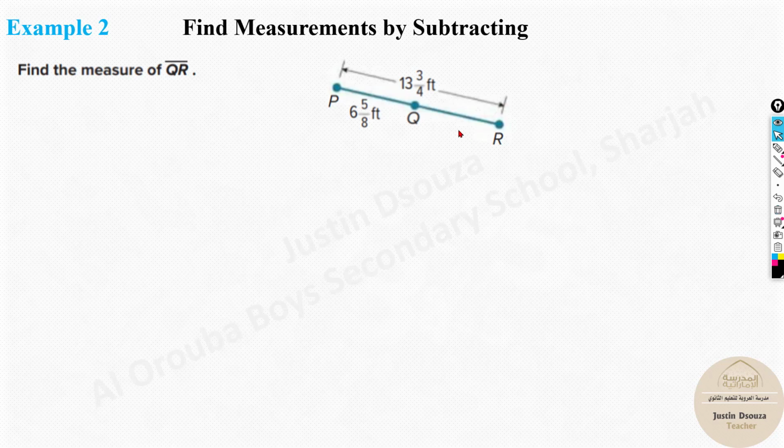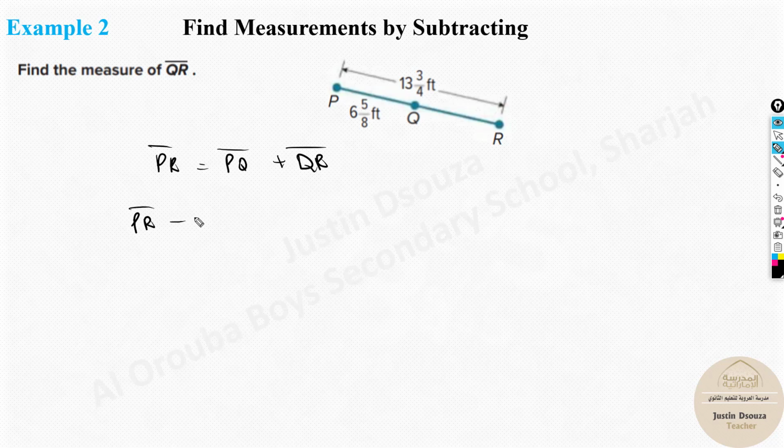Now here again, it's the same problems, only that you have the whole segment here, PR, and a part of the segment. So you need to find the other segment. PR will be, so let me just write it out over here. The PR line segment is equal to the sum of the between segments, that is PQ plus QR. Now you want to solve for QR, so leave this over here, take it to the other side, PQ.